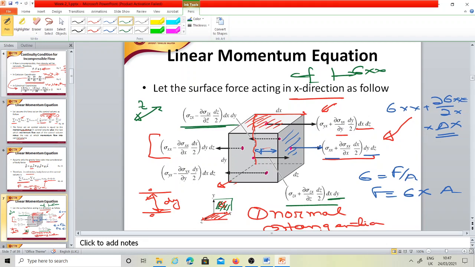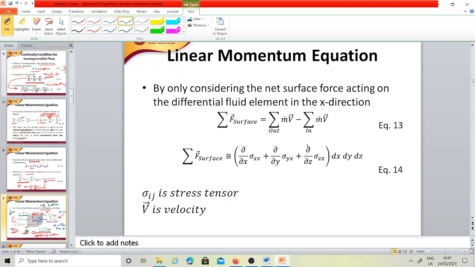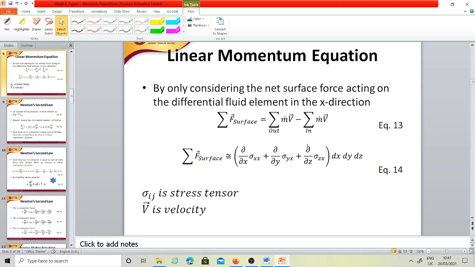Now how many components do you have? You have 6 components of stress. Out of 6, 2 are normal stress and 4 are shear stress. Now you need to find out the surface. The summation over the surface should be out minus in. You need to find out how much is out and how much is in. By considering the net force acting on the differential fluid in the x direction, the surface force is approximately this much.